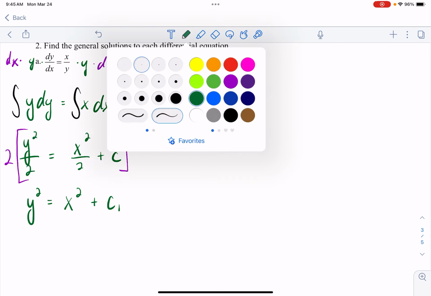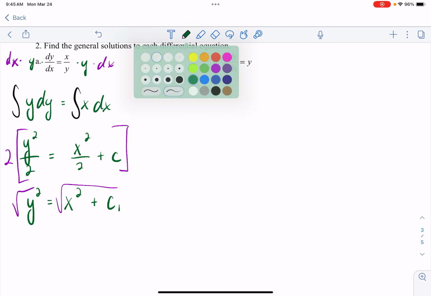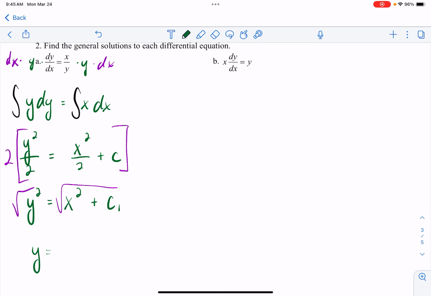And then to solve this, we're going to take the square root of both sides, and you get y equals the positive or negative square root of x squared plus c sub 1. And you might be wondering, wait a second, is the answer positive or negative? It depends on your initial condition.